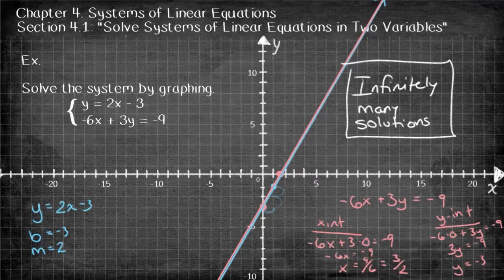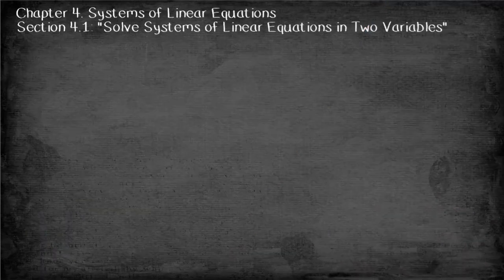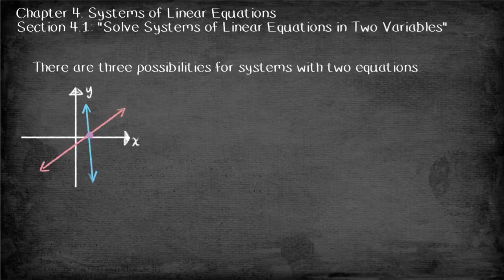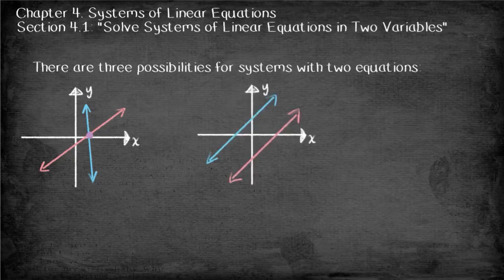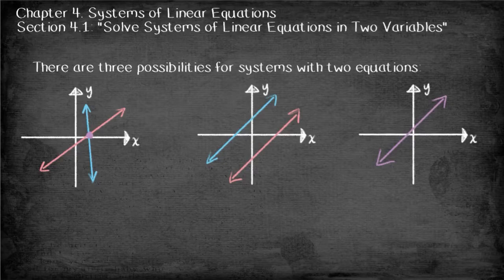And that kind of covers 3 possibilities that you could have. So let's recap. There's this first possibility where the two lines intersect at one point, this possibility where the two lines are parallel, and this possibility where the two lines are completely on top of each other. So these are called the intersecting, parallel, and coincident cases, respectively.